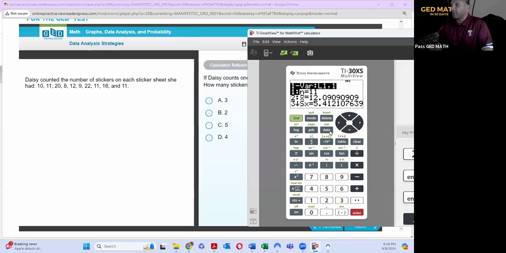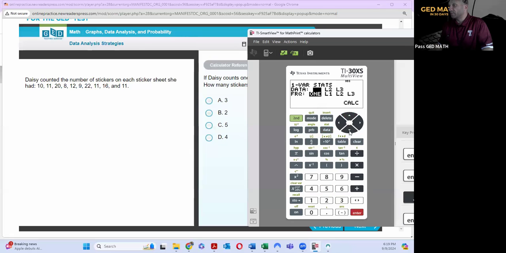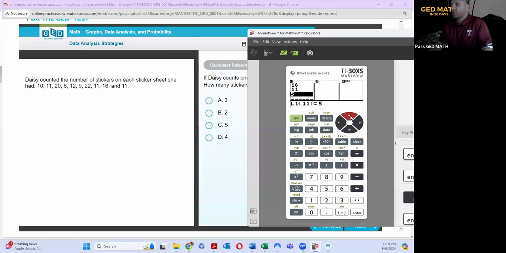So let me try 5. Back to data, change that last number from 3 to 5, which is the next one. Second data, one variable, calculate. Again, see how I'm walking myself through it? The average is 12.2. So I know now it isn't 5. So now by process of elimination, I know it's 4. But let's just check it. And this comes from just practicing with the calculator and knowing how to use it.